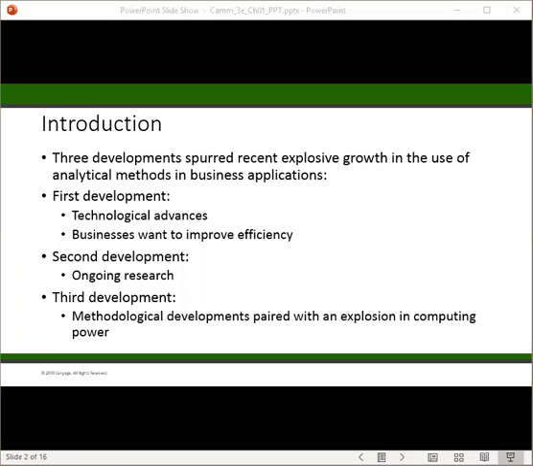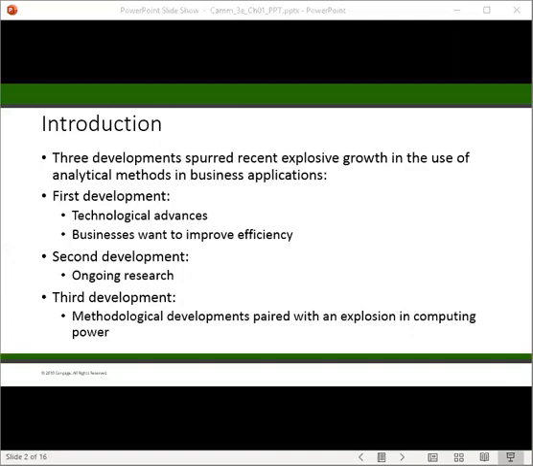So we're looking at business analytics, and it's important to understand why it's become such an important area and has such promising job growth. There are three developments that have spurred recent growth in the use of analytic methods in business. The first development is technological advances. These include things like scanner technology, data collection through e-commerce, internet social networks, and data generated from personal electronic devices. These produce incredible amounts of data for business to analyze.